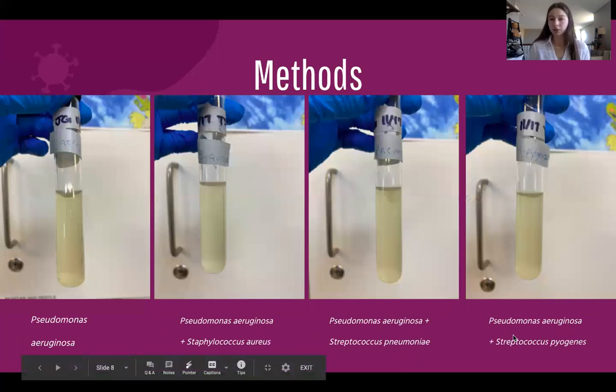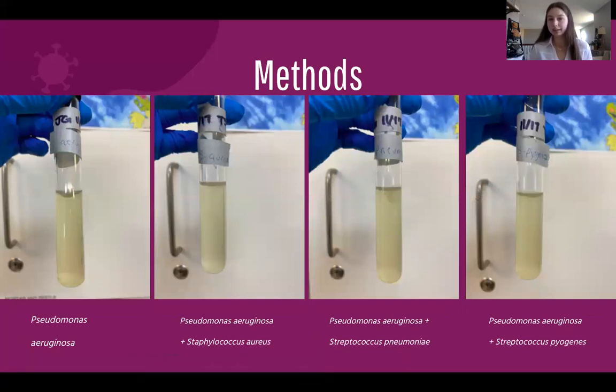This is my broth tubes, one trial that I did. As you can see at the top, you can see some of the bacteria clumping together that grew. This is a good indication that some bacteria did grow, maybe not to what I wanted. As you can see at the far left, Pseudomonas grew a lot more than the other bacteria appear to have. So we have Pseudomonas to the far left. Right next to it is Pseudomonas plus Staphylococcus aureus. Then Pseudomonas and Streptococcus pneumonia. And the last one is Pseudomonas and Streptococcus pyogenes.